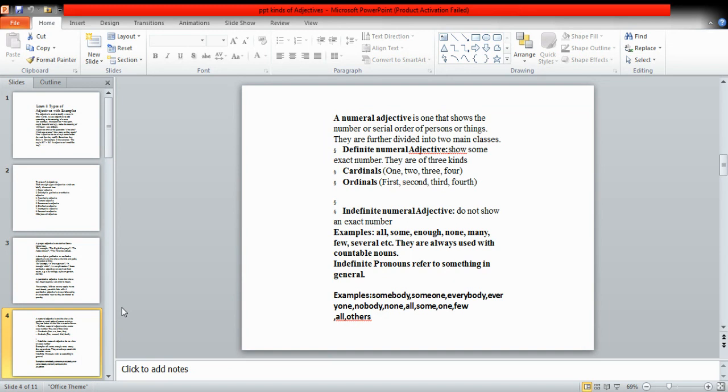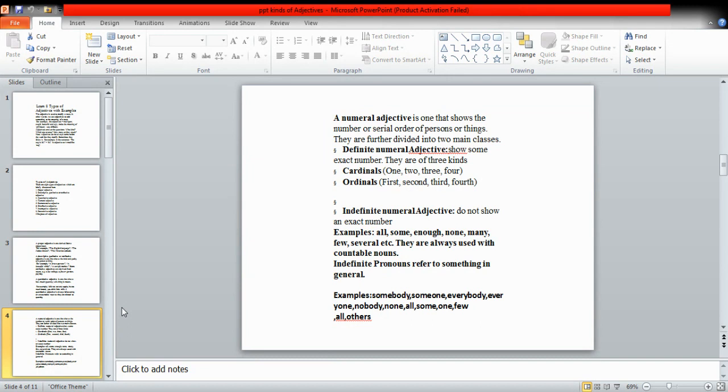Like in the first case, they are going to deal with cardinals and ordinals, like 1, 2, 3, 4: 3 boys, 4 fingers, 2 girls. In this way, they would be there in the sentence. And ordinal means first class, second class, third grade, fourth class or fourth position. Whenever such kind of expressions are there, they will again be numeral adjectives.